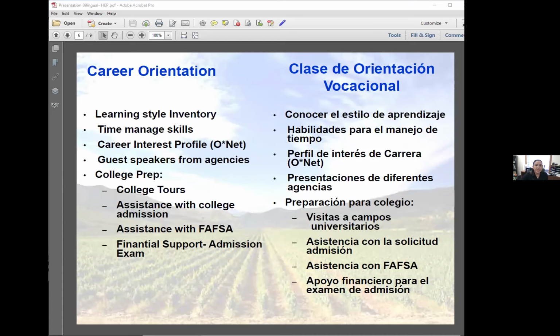We also have a career orientation class, learning style inventory, time management skills, career interest profile, guest speakers from partner agencies, and college prep like college tours, assisting with college admission, assisting with FAFSA, and financial support.